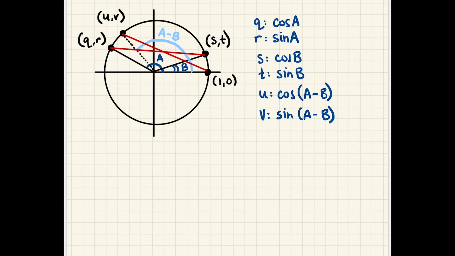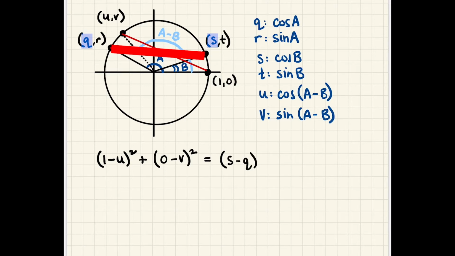So that means that this particular length right here, which is given by the difference in the x value squared, so we're going to say (1 minus u) squared, plus the difference in the y value squared, so that'll be (0 minus v) squared, is going to equal the square of this length, which is the difference in the x value squared, so (s minus q) squared, plus the difference in the y value squared, so (t minus r) squared.